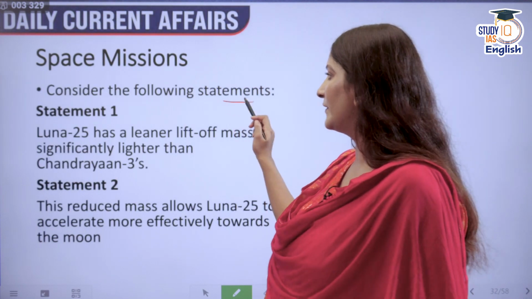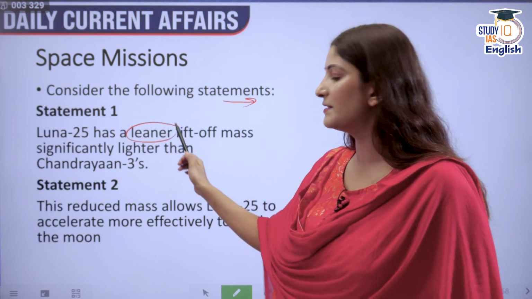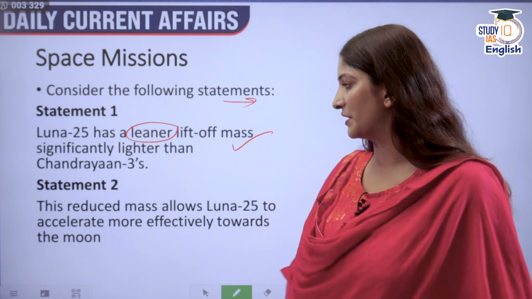Okay, consider the following statements. Statement 1, Luna 25 has a leaner, that means slimmer, lift-off mass significantly lighter than Chandrayaan 3's.